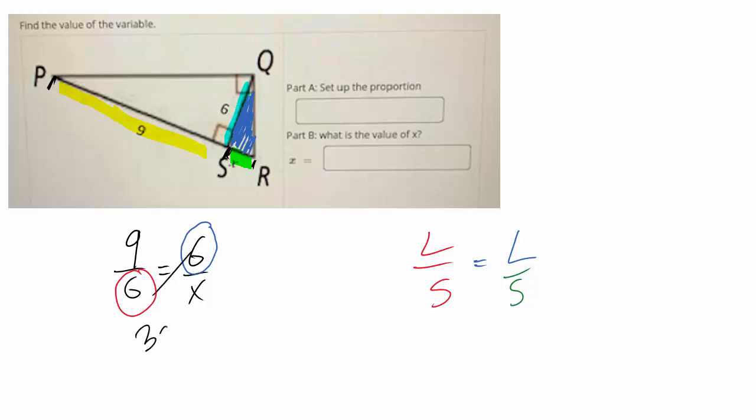Here you get 6 times 6, which is 36. Here you get 9x, and so you get that x is equal to 4 units long.